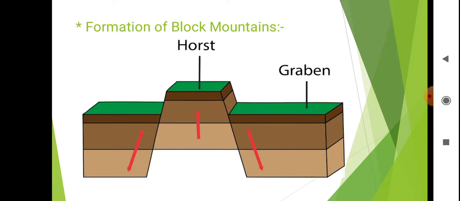Formation of block mountain. Block mountains are formed due to faulting in the ground surface. The faulting is caused by tensile and compressive force motored by endogenic force coming from within the earth. If there are two parallel faults, the crustal block between them may either rise to produce a horst block mountain or fall to produce a rift valley or a graben.